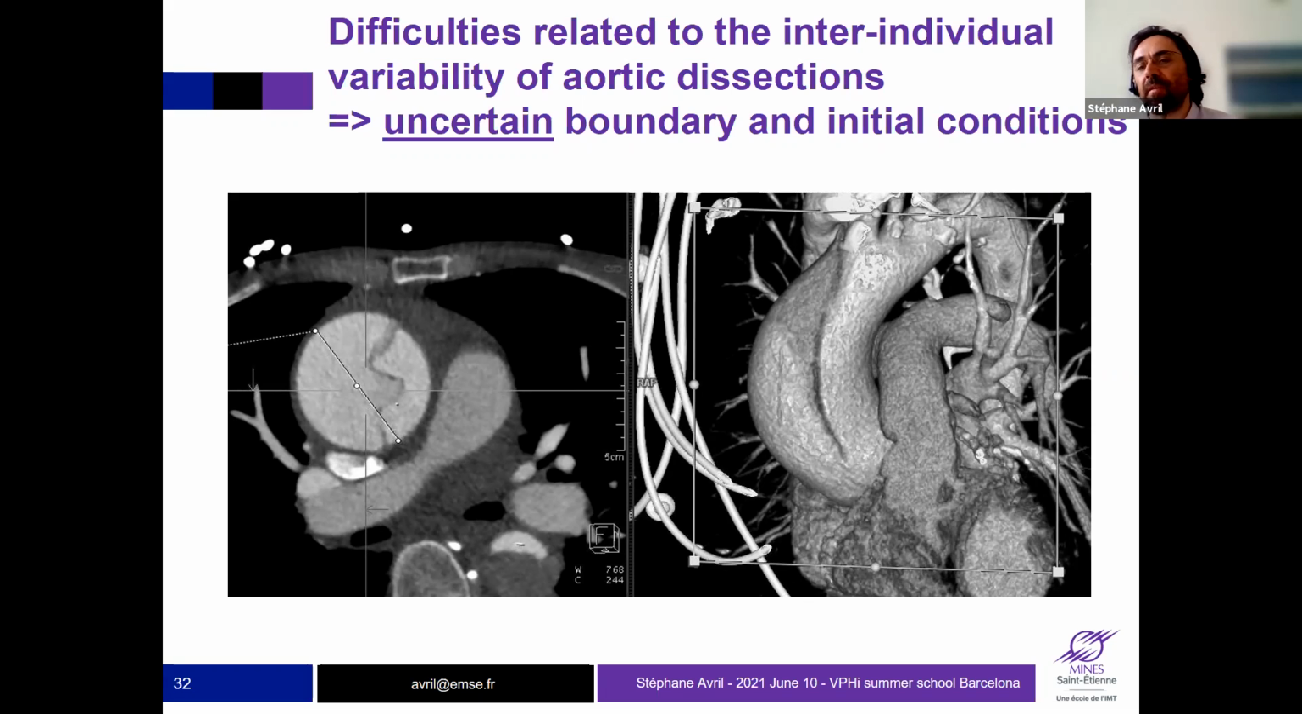The link between the different layers of the artery is becoming more and more brittle. But what is the critical strength for that? For me, this is still an open question.